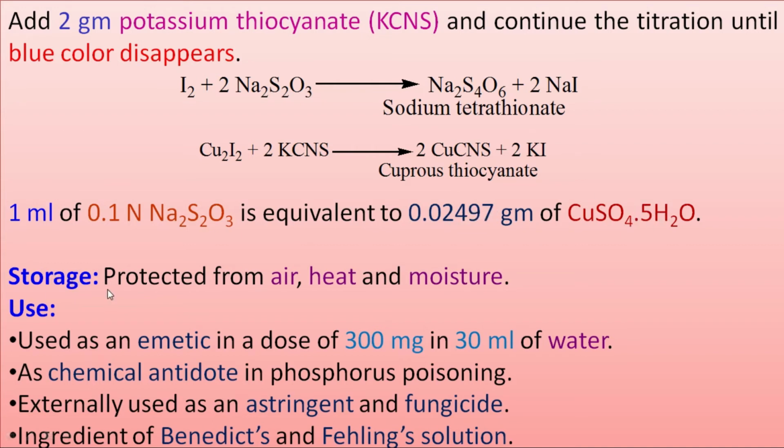Now storage. It should be stored in a well closed container that is protected from air, heat and moisture. Use in a dose of 300 milligram in 30 ml water. It is used as an emetic. It is also used as a chemical antidote in phosphorus poisoning. Externally, it is used as an astringent and fungicide. It is also an ingredient of Benedict's reagent and Fehling's solution. So these are the different uses of copper sulfate.